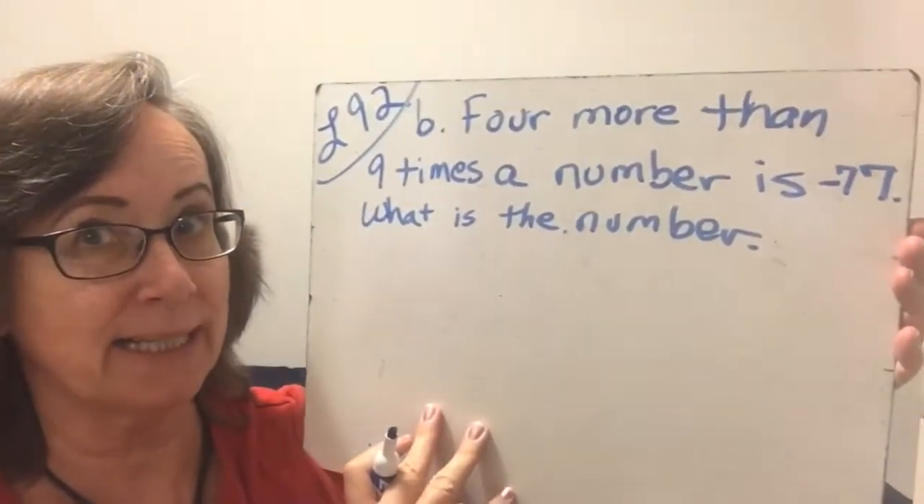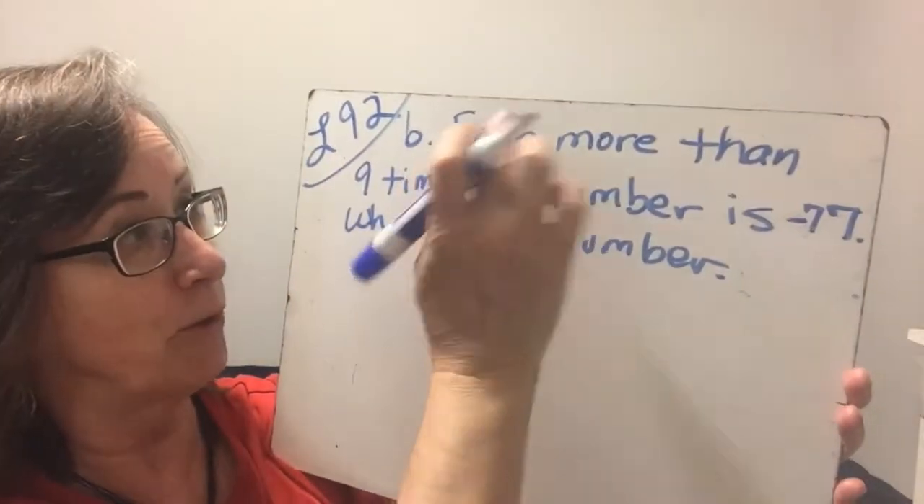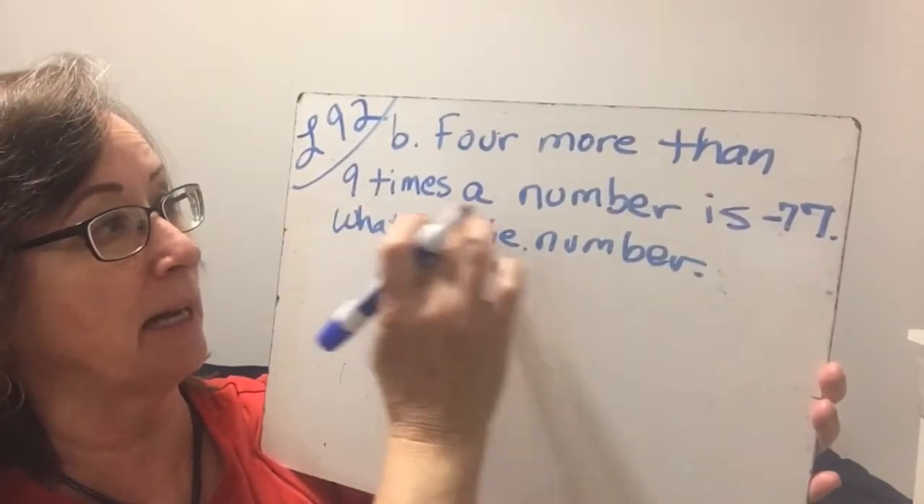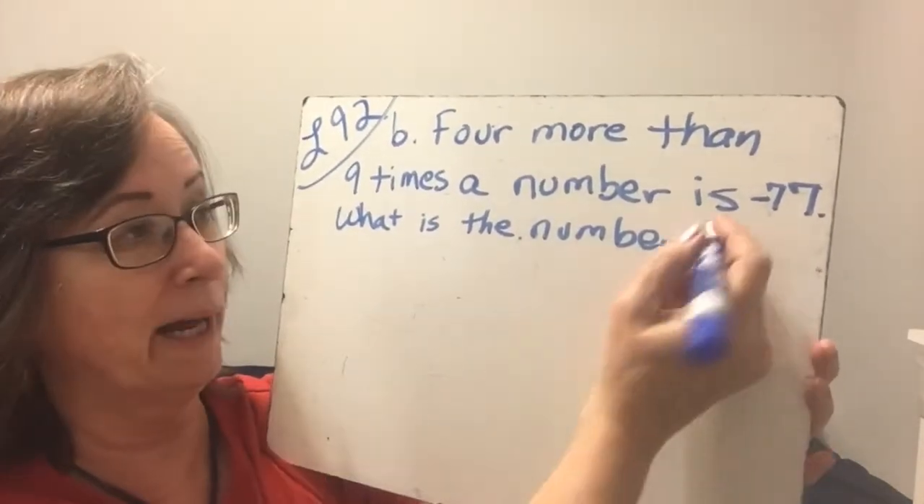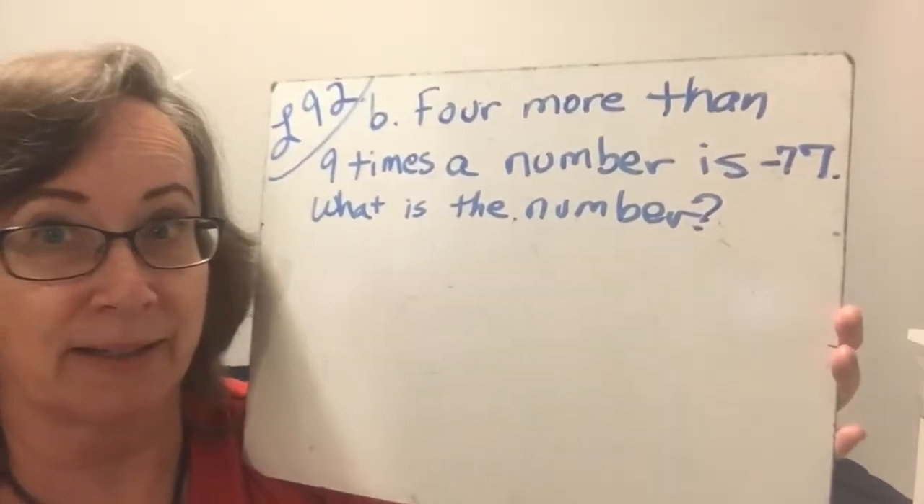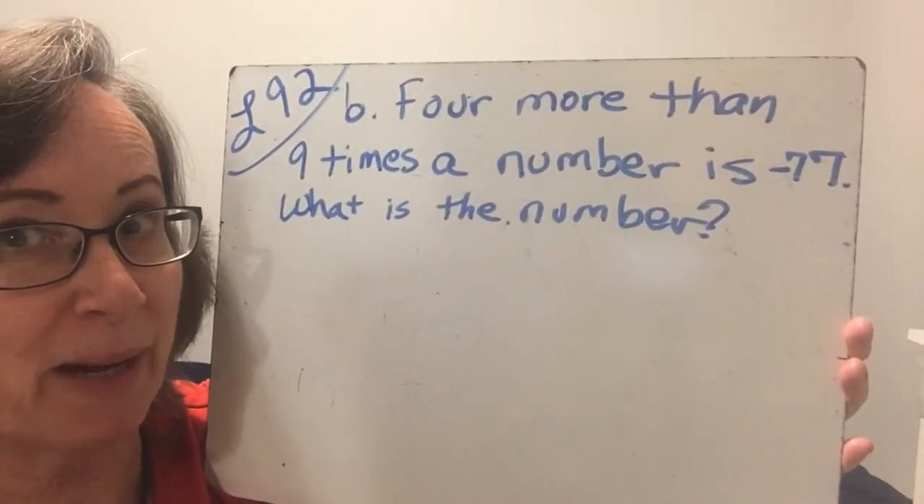Okay, this is practice B. So I'm going to show it to you, and then I want you to pause your video. 4 more than 9 times a number is negative 77. What is the number? Okay, can you see it? All right, go write your equation.